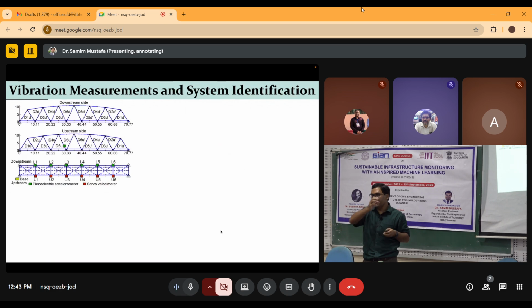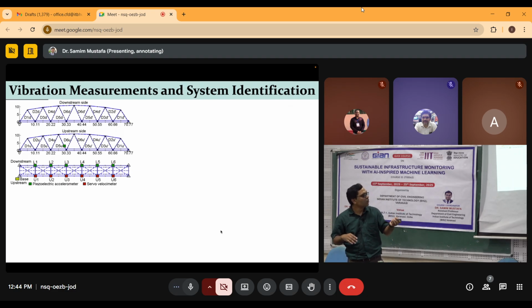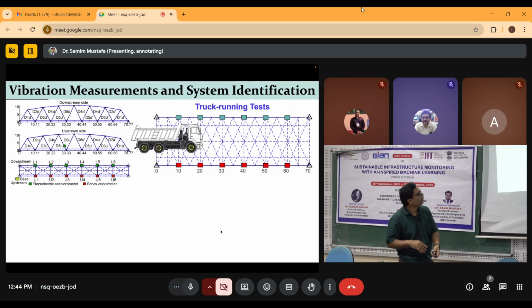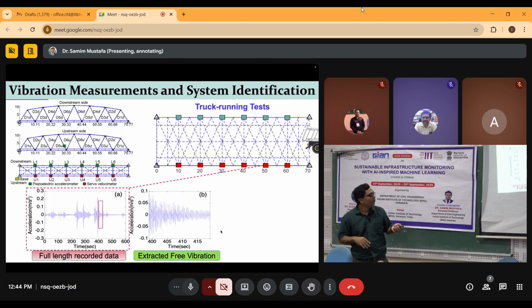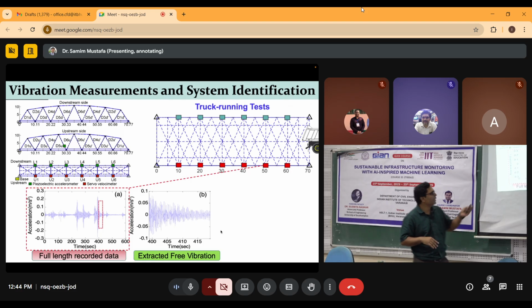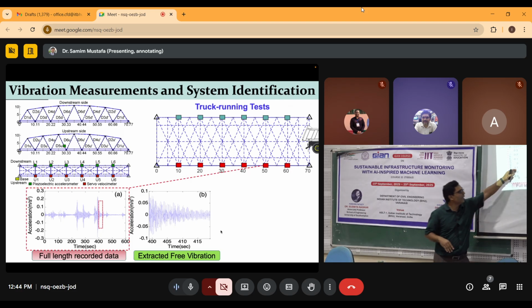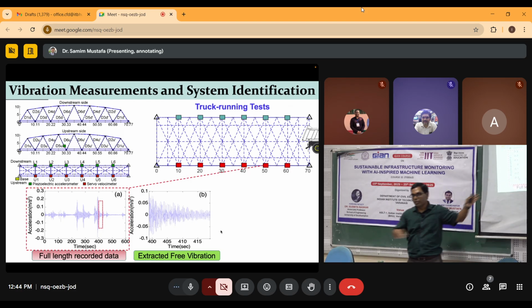If you identify from the ambient response, there could be lots of noise, so you have to segregate the noise. That is a challenging task. So what I did, we ran a car run test like this. The vehicle goes back and forth, and these are the responses due to vehicle movement.